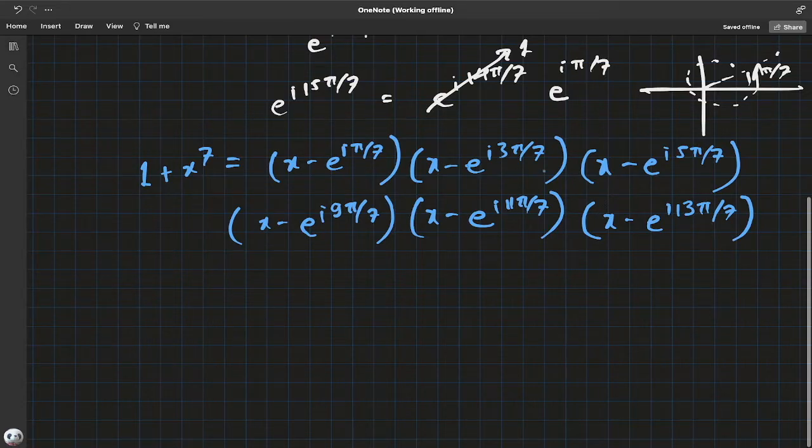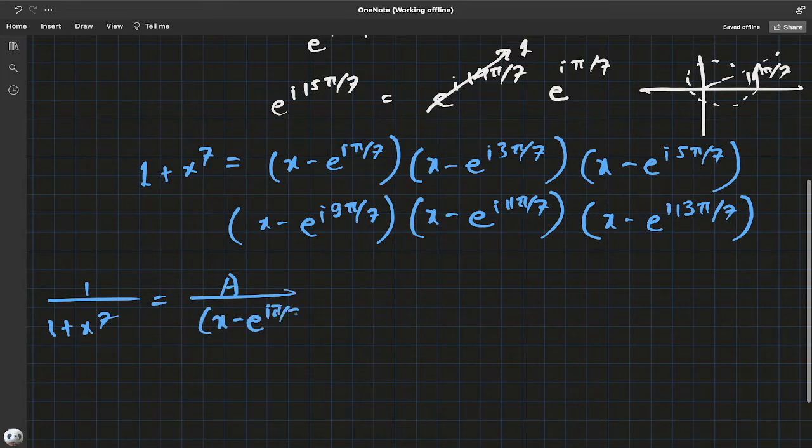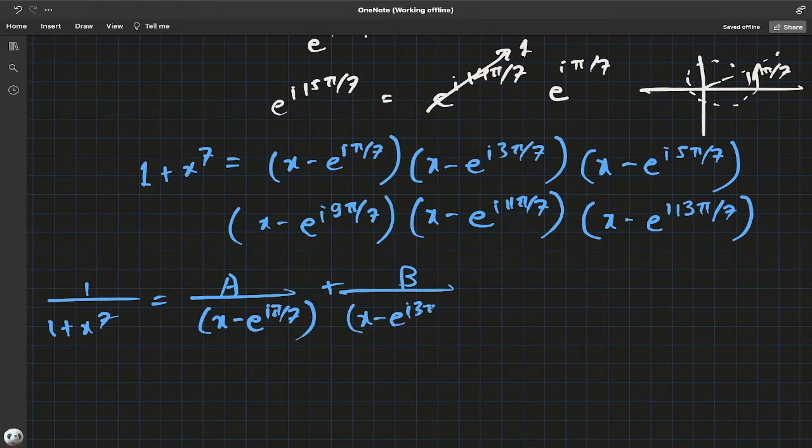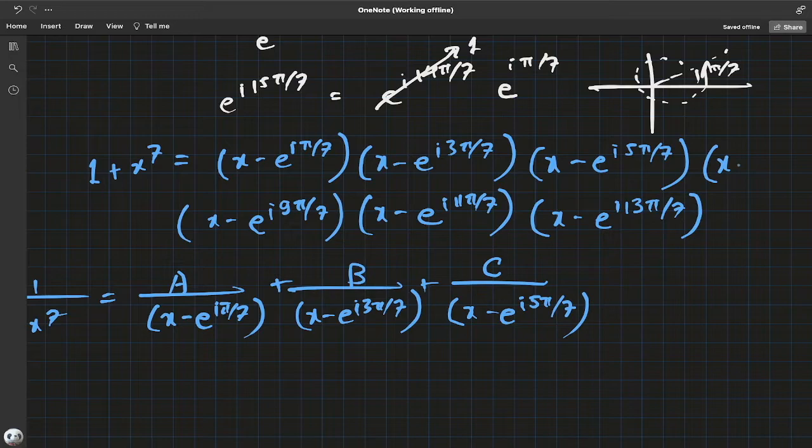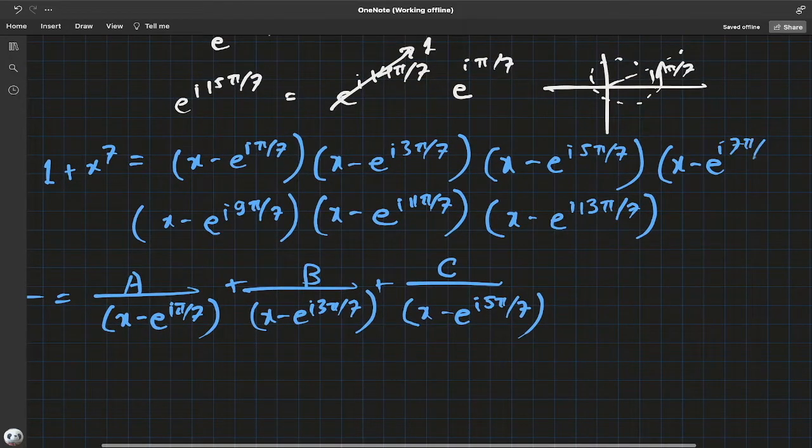Since we have these 7 linear factors, what I would like to do is use partial fraction decomposition. So 1 over 1 plus x to the 7th, I want to represent that as some factor a over the first term plus b over the second, c over the third. It's a pain writing these out, and I think I missed a term here. I missed the pi over 7. We should have 7: 1, 2, 3, 4, 5, 6, 7. Okay, fine.